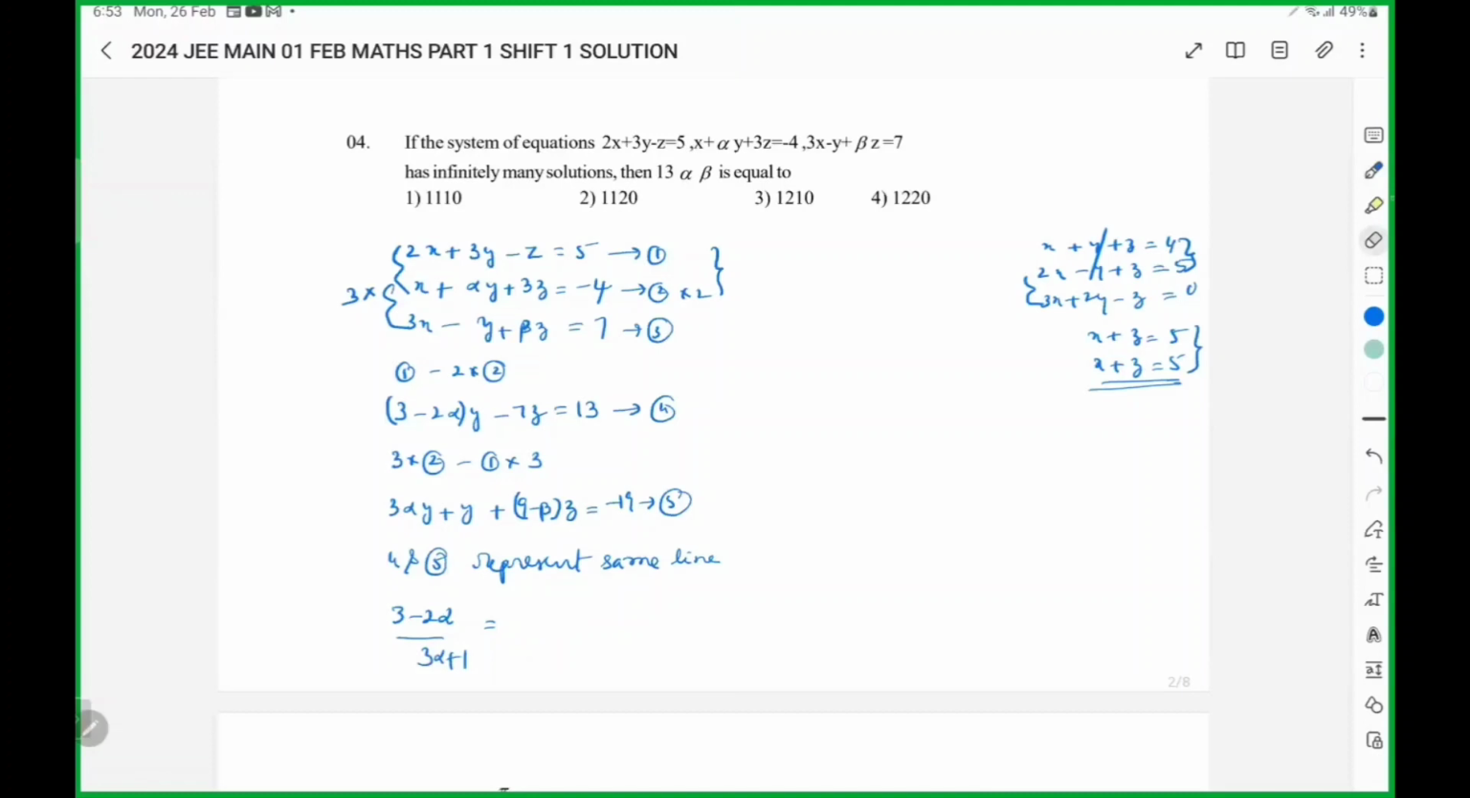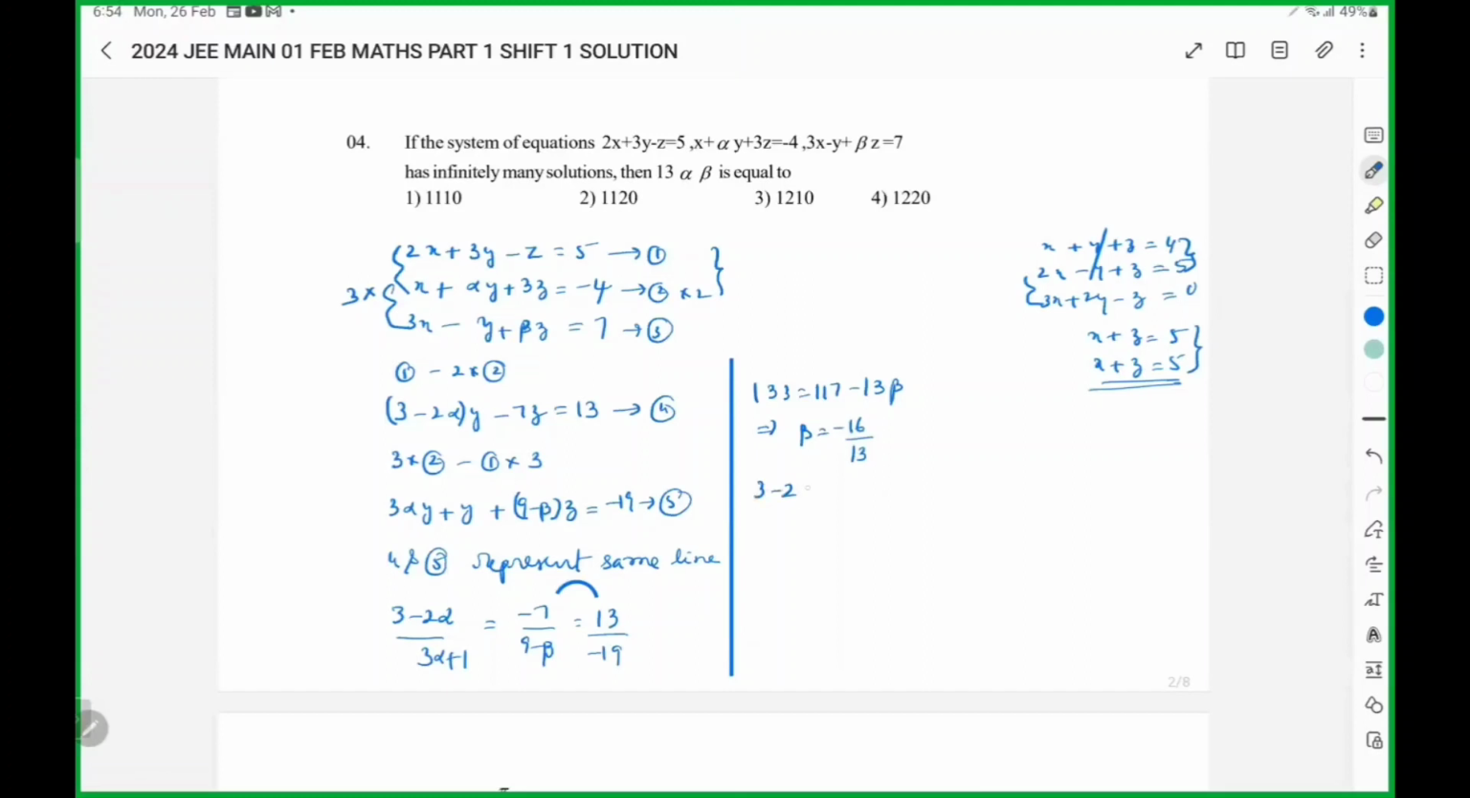It is minus 7 by 9 minus beta, which is 13 by minus 9. Here, considering these two, 133 equal to 117 minus 13 beta. So beta is minus 16 by 13.